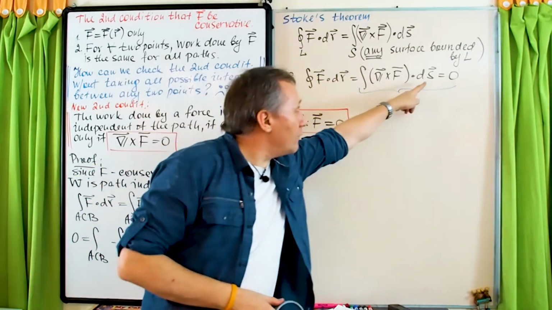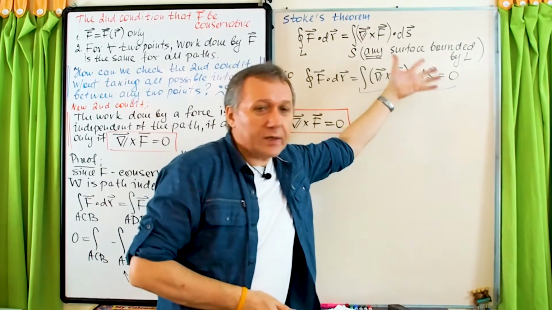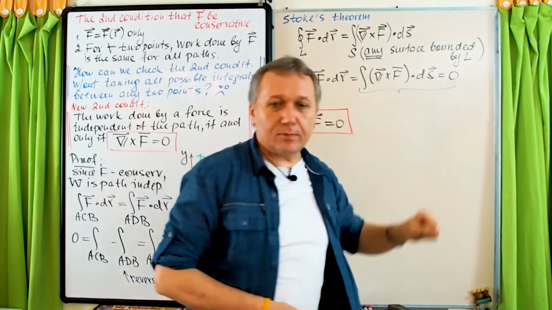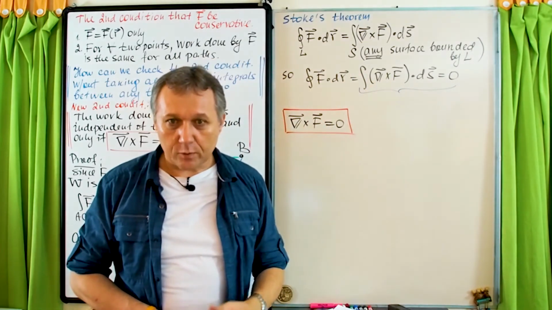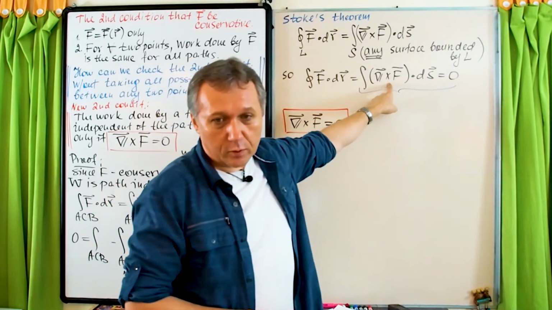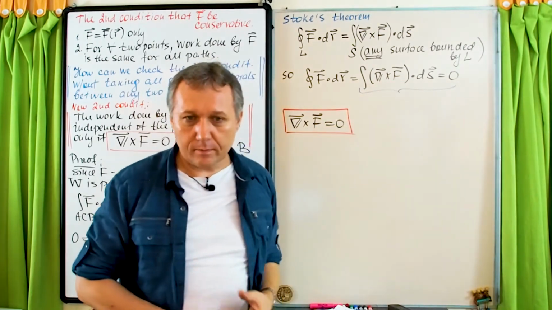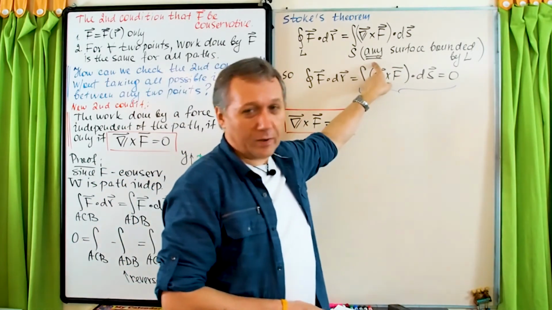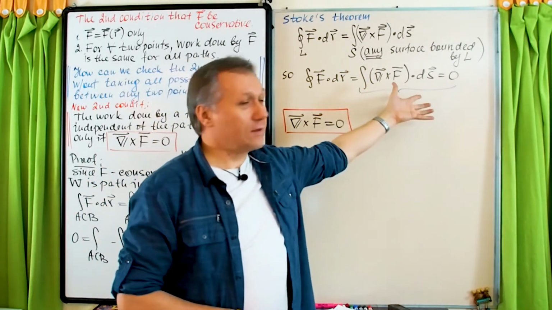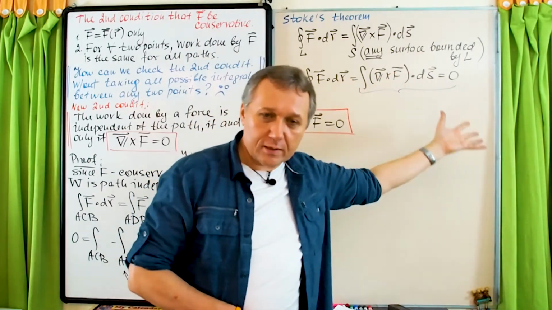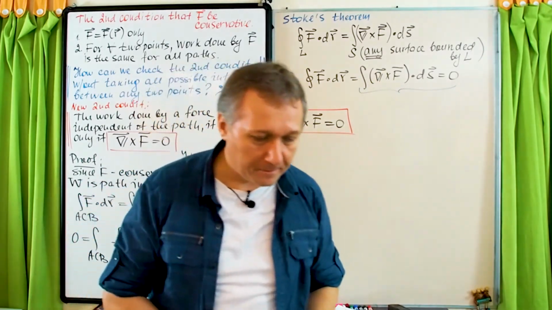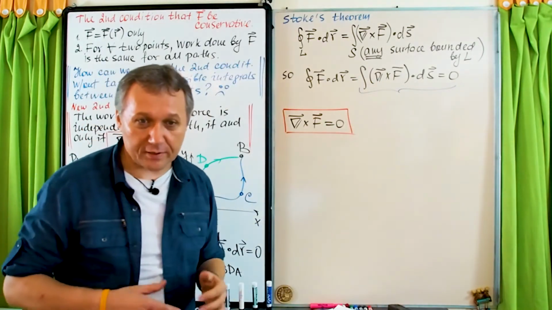And for any of those directions, because you have options to pick any surface. So for all those directions of dS, this integral must be equal to 0. So it can be true only if curl of F, this integrand, is 0. That's why I underline it, because that's the key word: any surface. In that case, any dS, and this integral can be 0 all the time for any surface, for any dS, only when the curl equals 0. Make sense?